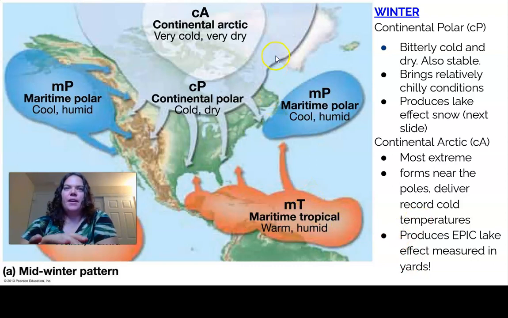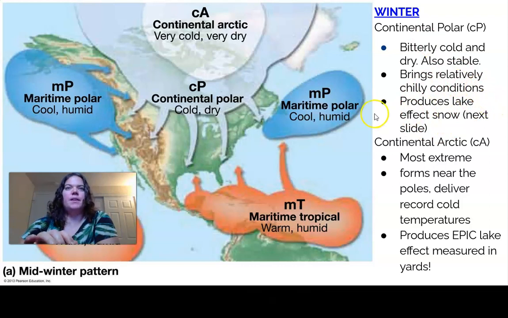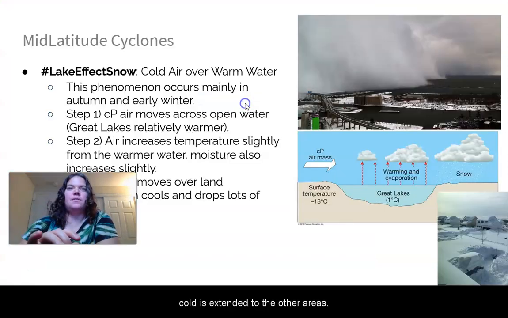Anyway, outside of that is the Continental Polar. Little c, big P. This is cold and dry. Also stable, it delivers relatively chilly conditions and produces lake effect snow, which I'll show you in a second. So these two live up here. If they spread, that's when that cold is extended to the other areas.